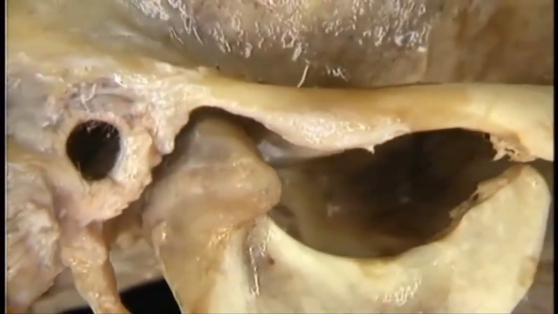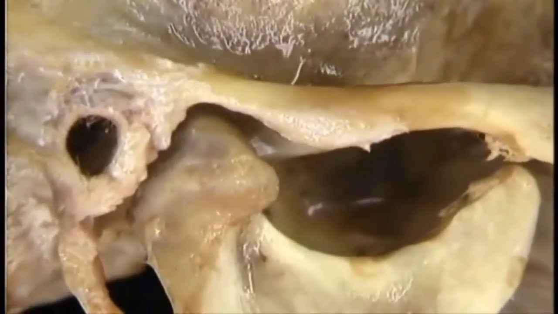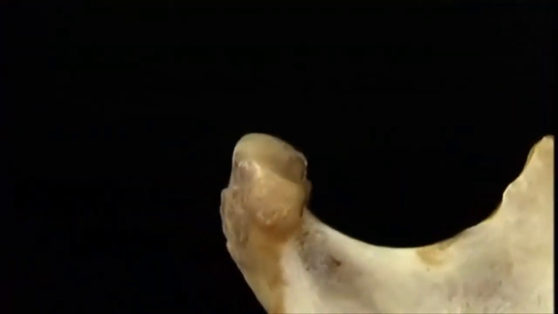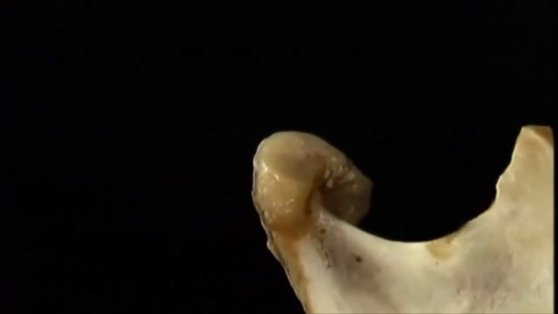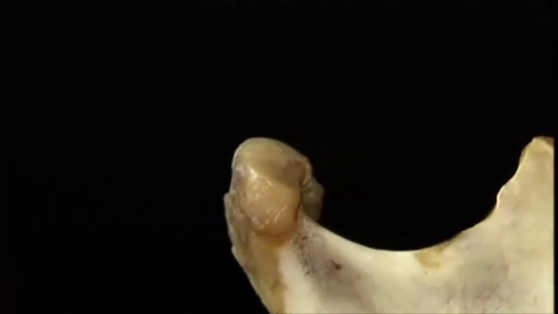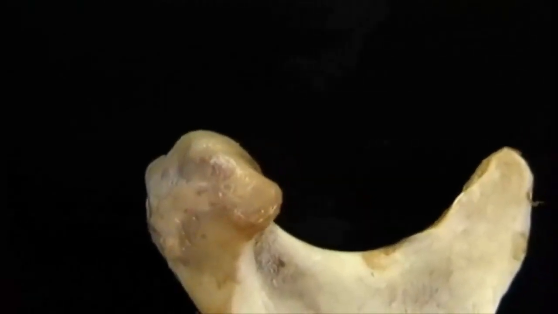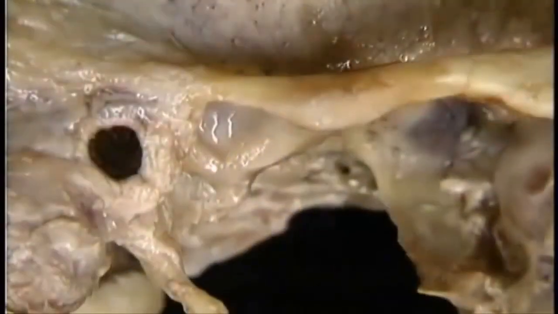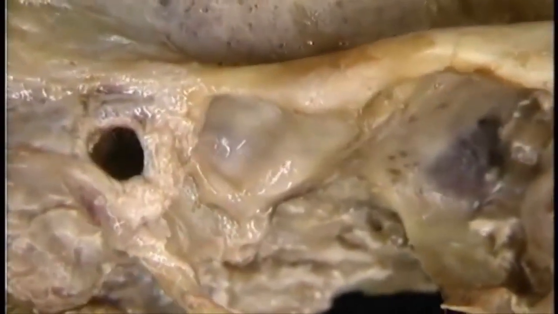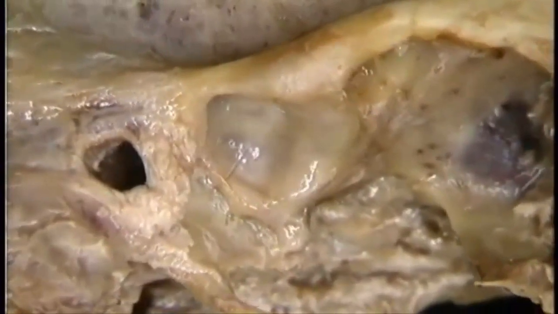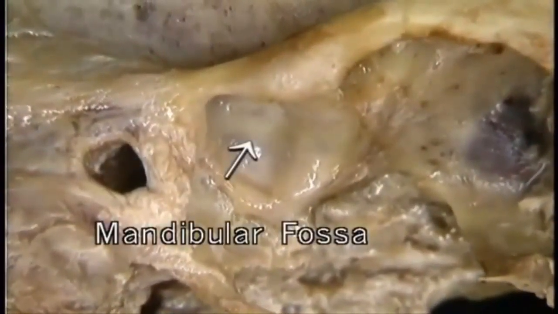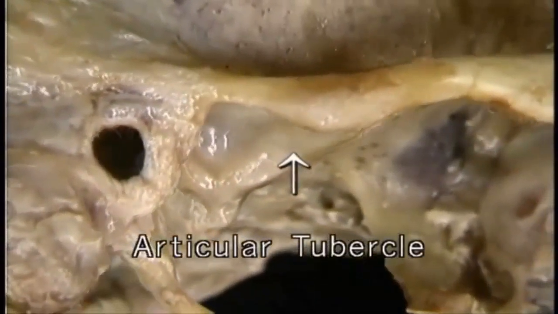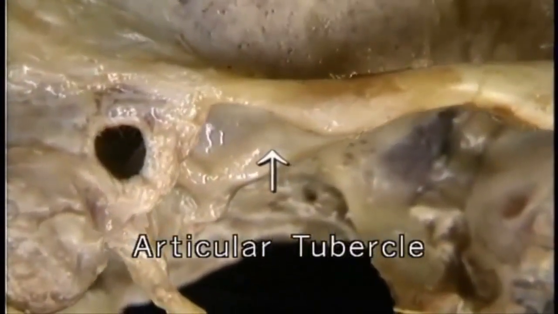Here's what the two joint surfaces look like in the living body. They're shaped quite differently. The articular surface of the condyle is curved sharply from front to back. It's almost pointed on the top. The articular surface of the temporal bone has a double curve. This concave part is the mandibular fossa. This convex part is formed by the downward bulge of the articular tubercle.